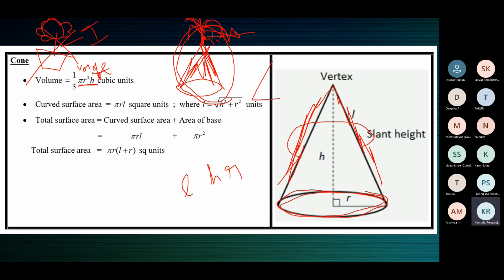So supposing you have to paint it all over. You have to paint the curved surface area, the curved portion here, and the circle at the bottom also should be painted because it's completely packed. So a solid cone has two areas, that is the curved surface area and the area of one circle, which is pi r square.